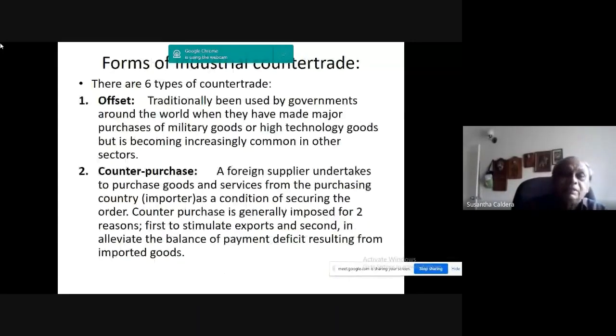Right? There are 6 types of counter trade. One is offset. But the only thing is, when we are discussing these things, you might think, my God, all are similar now. True. All are similar to each other, but there are only a few changes. So you will try to understand those changes, but there are very few changes, right? The first one is offset.